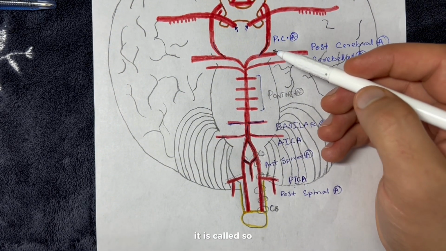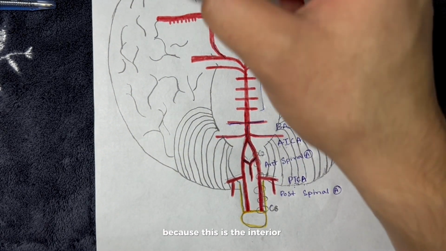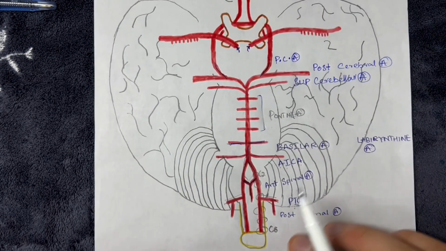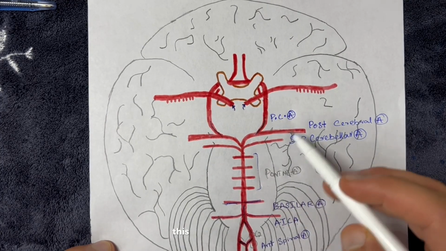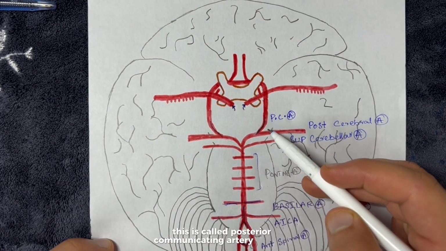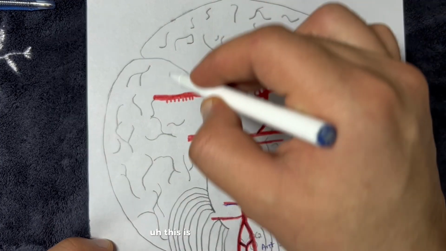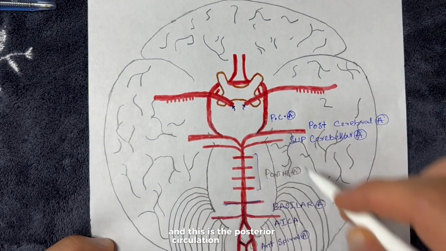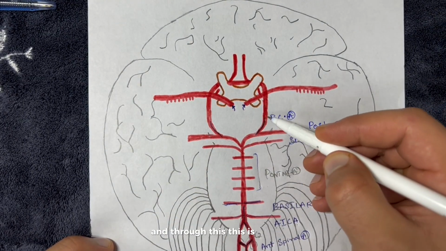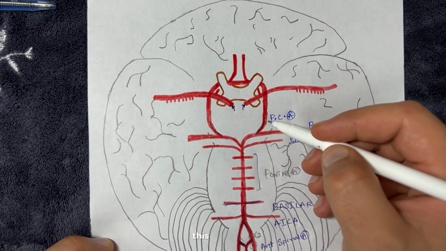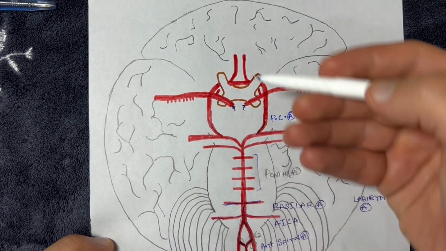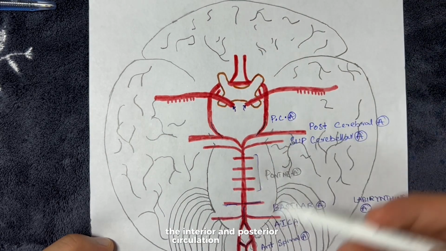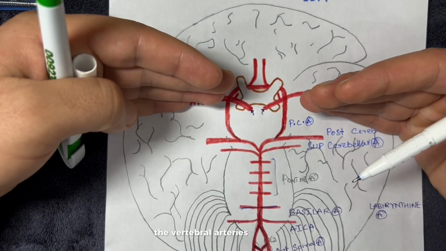It is called so because this is the anterior circulation of the brain. Okay, this is called the posterior communicating artery because this is the anterior circulation of the brain and this is the posterior circulation of the brain, and through this, it is actually the bridge artery. This will unite the anterior and posterior circulation of the brain. The vertebral arteries are done here.